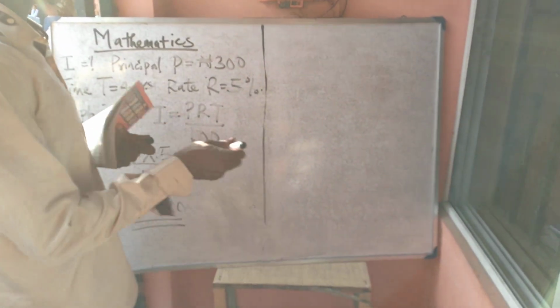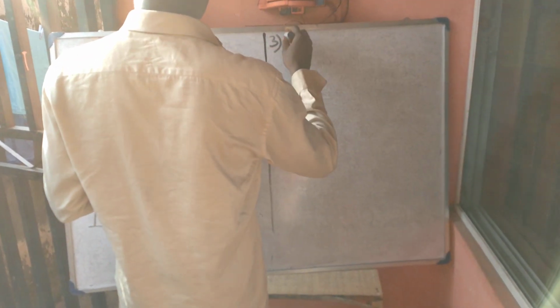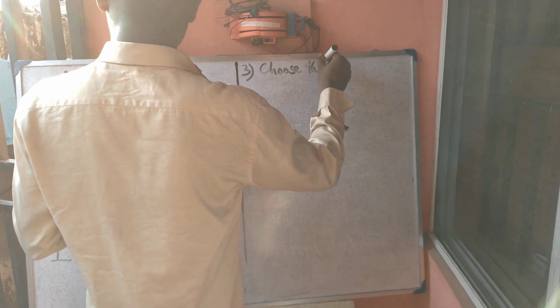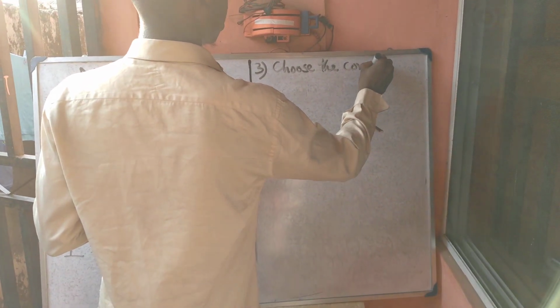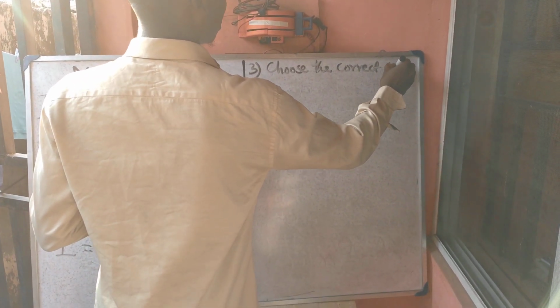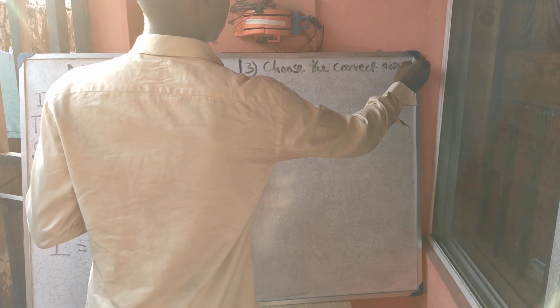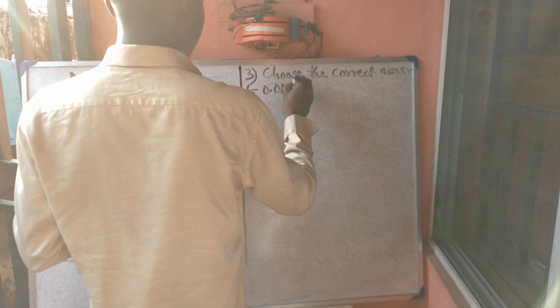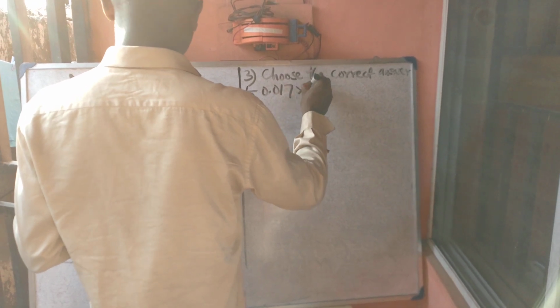Question number 3. It says choose the correct answer to 0.017 multiplied by 100.